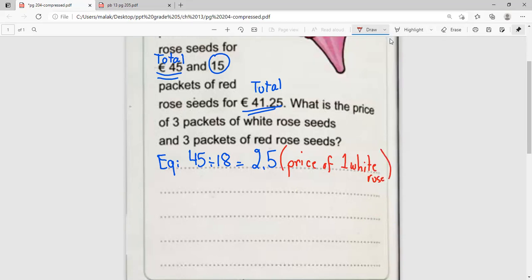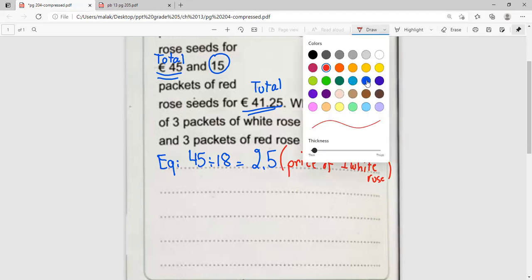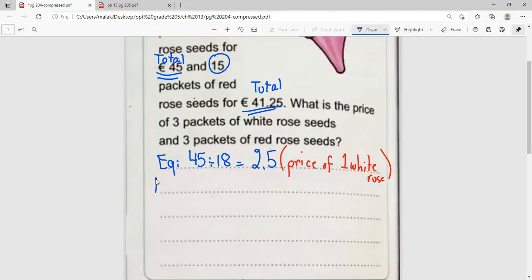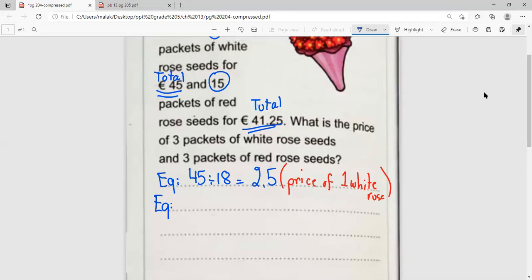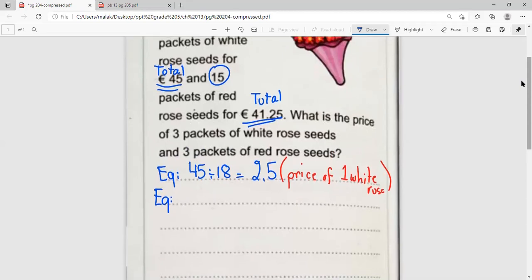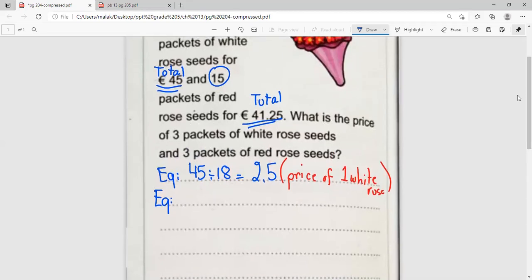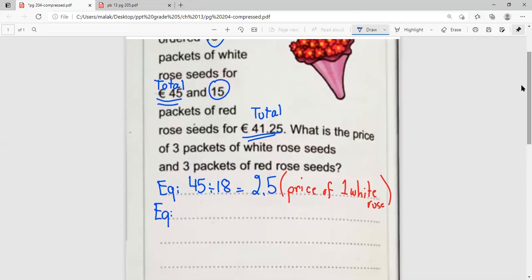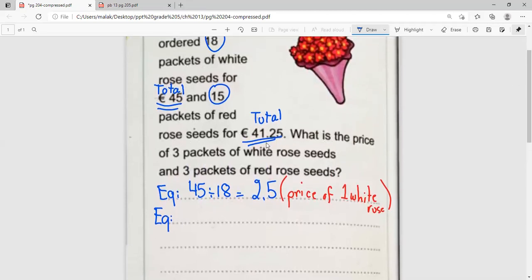Okay. Now we will find the price of one red rose. Thank you, Adam. Come on, Ahmad. Ahmad. Okay, Areej Bazzoun. Batoul Malek. Amir. Come on, Areej. We know that 41.25 euro is the price of all red roses. How will we find the price of just one red rose?